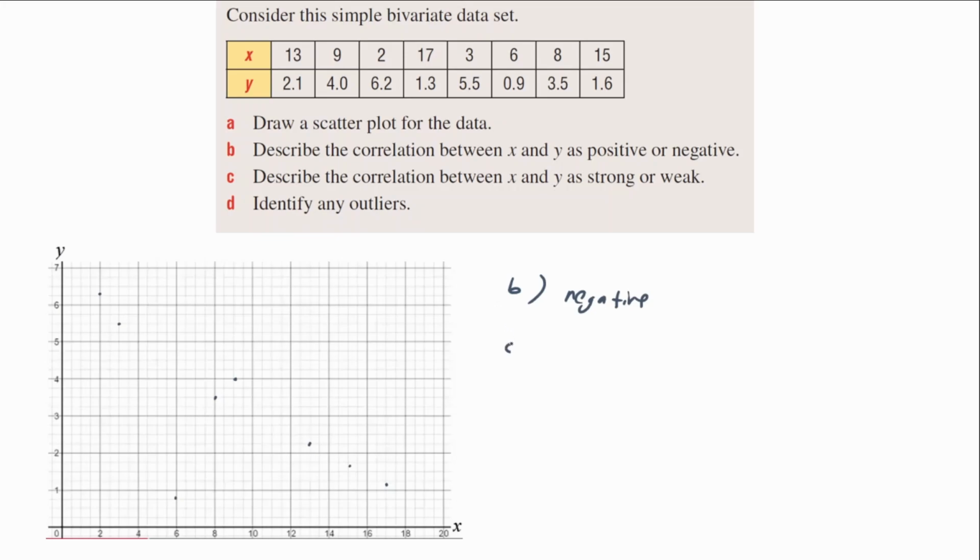And question C, it says describe the correlation between x and y as strong or weak. If you have a look, most of the data is pretty close in a straight line, so I would say this is a strong correlation. So for question C, your answer will be strong. And question D, identify any outliers. We can see one that's away from the rest of the data, so that one there would be your outlier. Just write the coordinates: the outlier is at 6, 0.9.